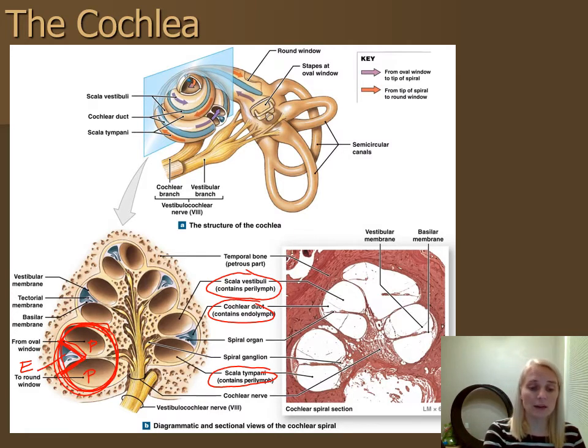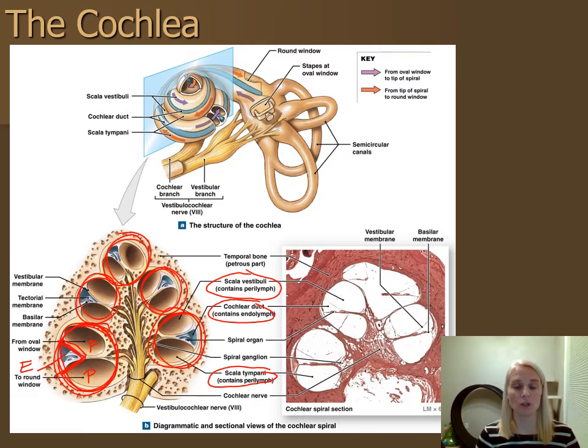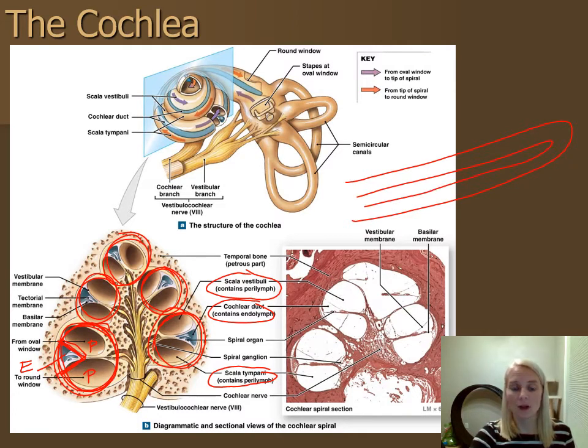Where we see this repeating pattern of these three tubes, that does not mean we have 1, 2, 3, 4, 5 sets of these three tubes. It is a single set of those three ducts. If we were to stretch and unwind our cochlea, we would have the vestibular duct on the top, cochlear duct in the middle, tympanic duct on the bottom. It just happens to be curled up into a cochlea.